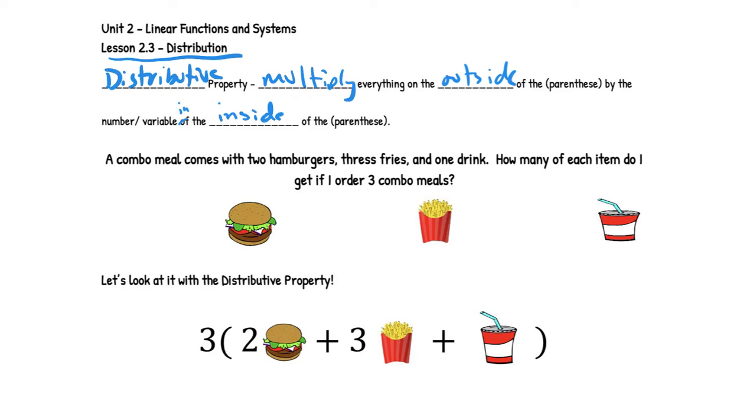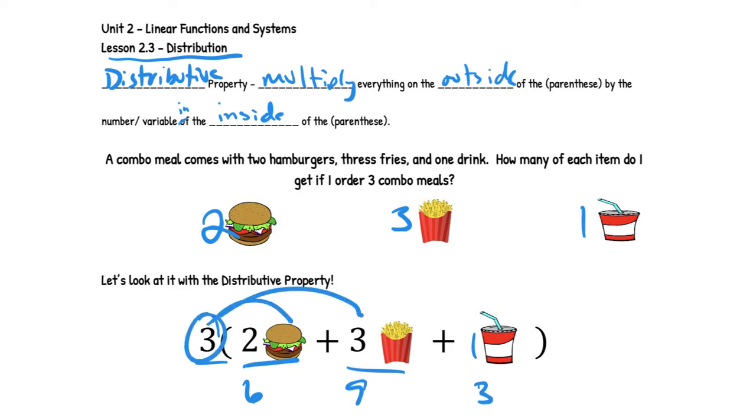Now you can see an example here. We look at a combo meal. It comes with 2 hamburgers, 3 fries, and 1 drink. How many of them do you get in 3 combo meals? So if you have 3 of those, you would have 3 of the 2 burgers, so that would be 6 burgers. You would have 3 of the 3 fries, so that would be 9 fries. And you have 3 of the 1 drink, so that would be 3 drinks. So even though you say you have 3 burger meals, that means you have 6, 9, and 3.